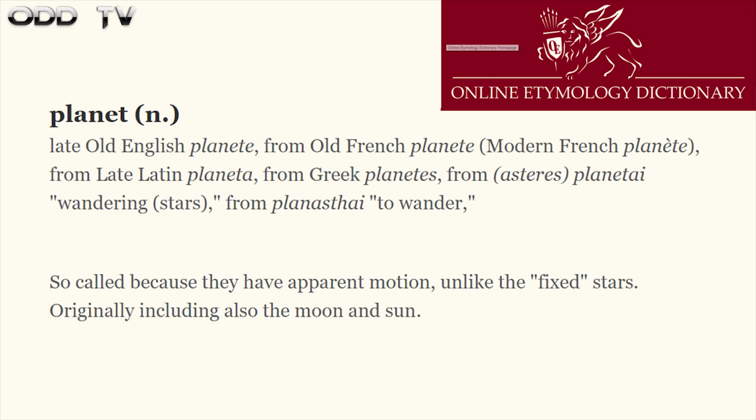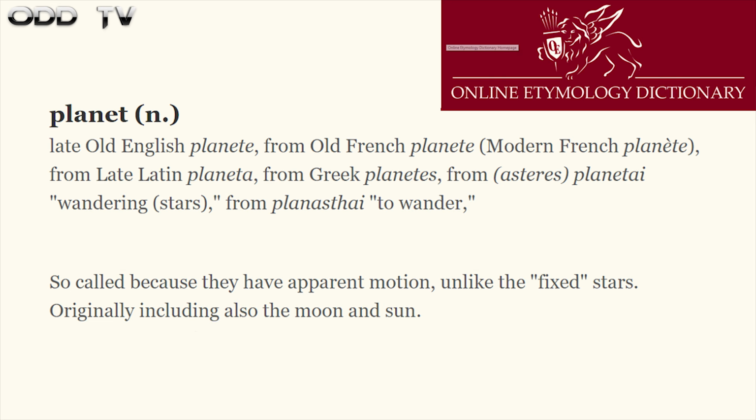Planets were known to the ancients as wandering stars. Let's have a look at the etymology of the word. This is from the online etymology dictionary. Wandering stars. See, that's what you need to pay attention to. Wandering stars. That's what these were called, planets. And we weren't considered a wandering star.